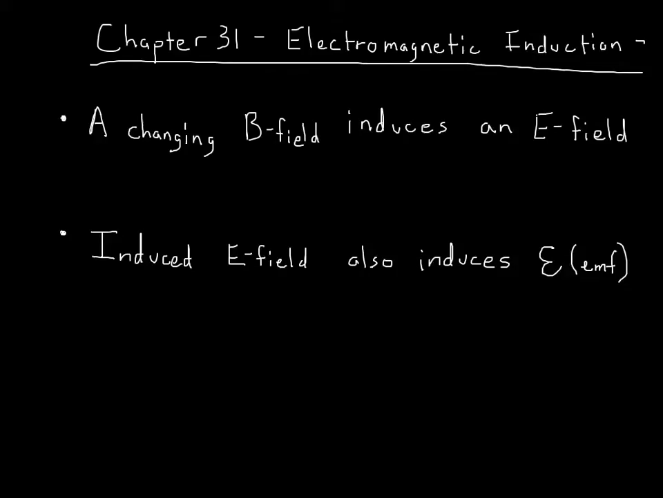Chapter 31 is going to tell us all about electromagnetic induction. The basic idea here is that a change in our magnetic field, also known as a B field, induces an electric field. So if I have a changing magnetic field, some kind of changing magnetic flux, then that changing B field creates an electric field. We call it inducing an electric field. That induced electric field is then going to induce a potential, an EMF, inside of a circuit.